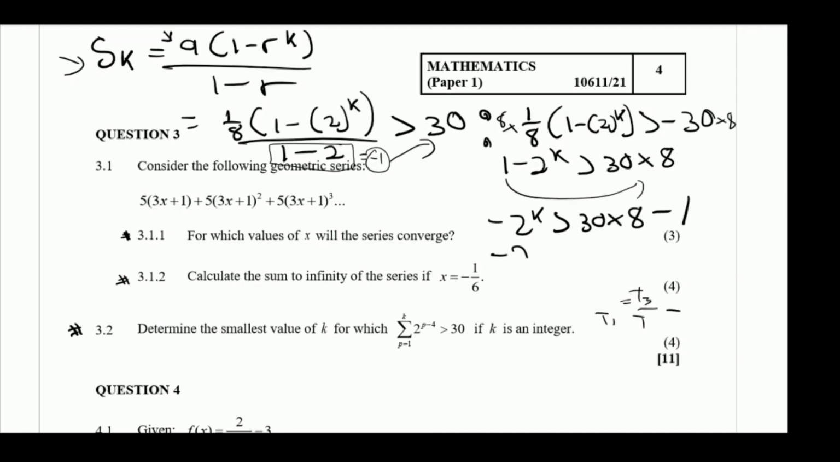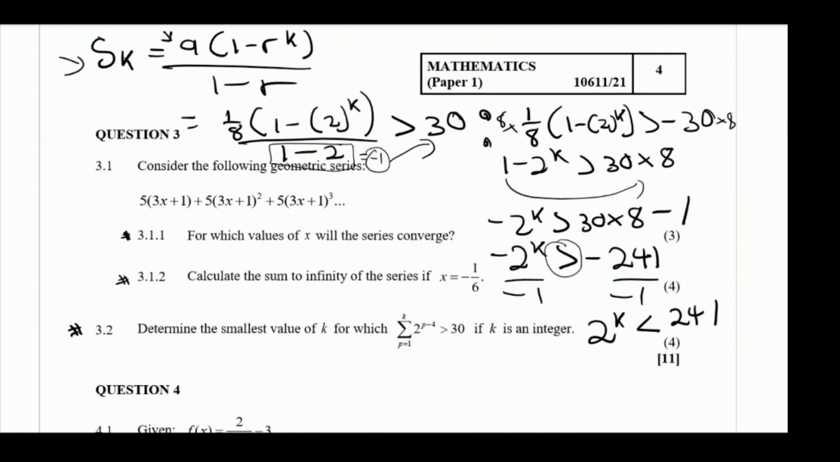Then your minus 2 to the power of k is greater than, if you do that problem, you're going to get minus 241. So here, what you do, you're going to remove the negative, divide by negative 1 both sides. You have 2 to the power of k. Because you're dividing by a negative, the sign will change. From greater than, it's going to be less than 241. Right? So now you have 2 to the power of k is less than 241.